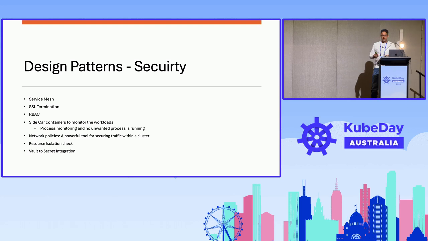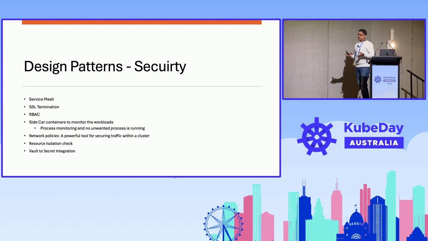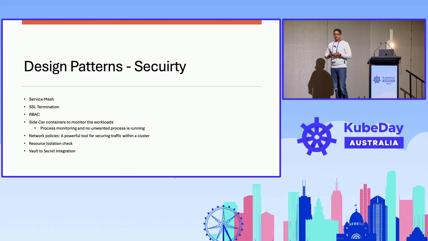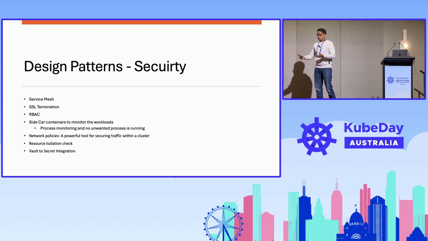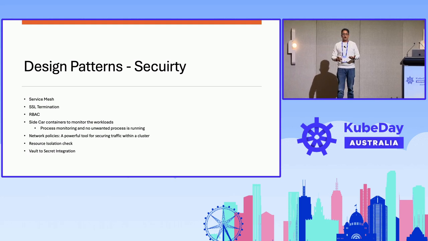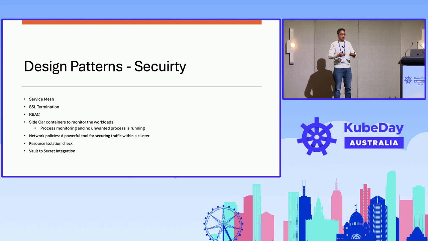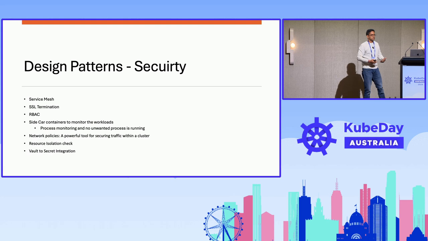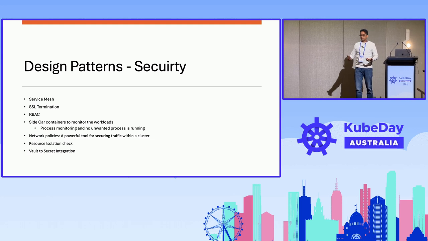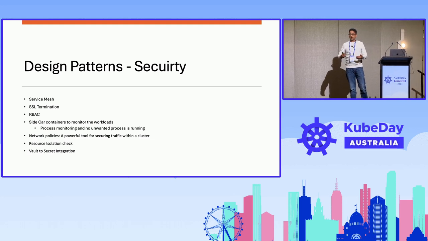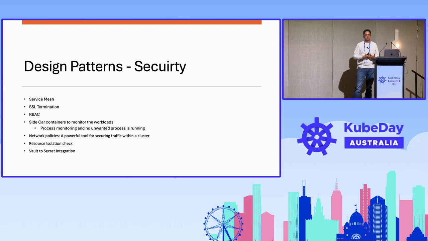So when it comes to security, the first pattern, on which we also have multiple talks, is to start using a service mesh, primarily where you don't need to write code to do certain things, and the service mesh starts offering you out of the box things like SSL termination and some monitoring aspects. All of that comes with Istio and its equivalents when you start using a service mesh.